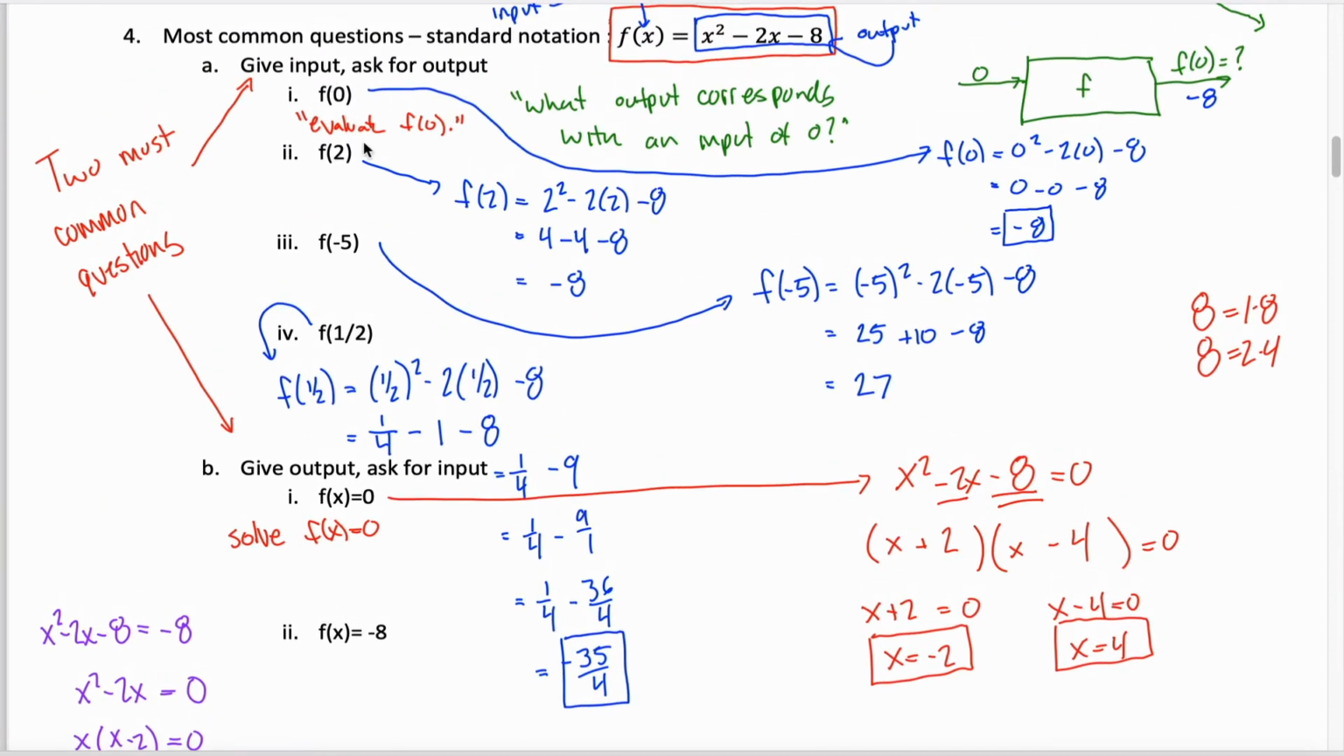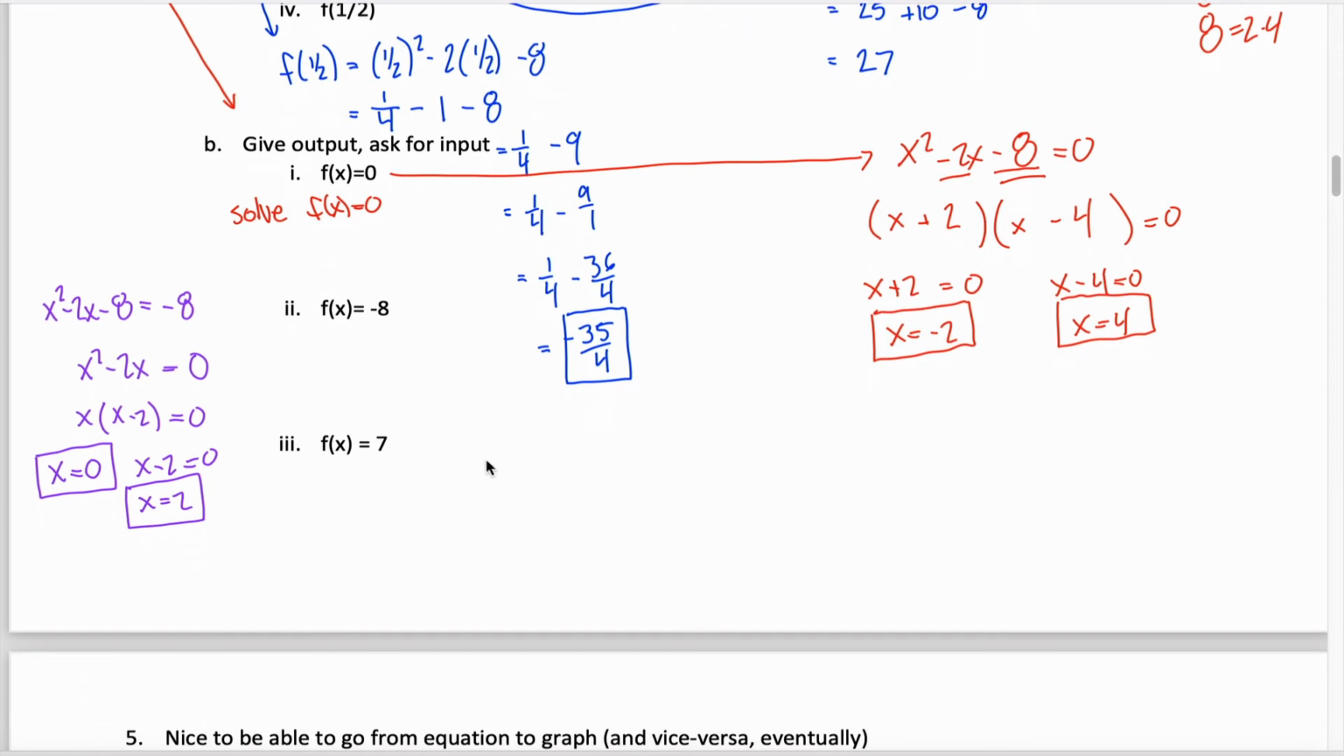In fact, we saw those two answers up here when I asked you f of 0 and you figured out negative 8 was the answer. And then I asked you f of 2 and you figured out negative 8 was also the answer. Up here, I figured out that the output was negative 8 for an input of 0 and 2. Down here, I figured out that an input of 0 and 2 would lead to an output of negative 8. The same thing, I kind of just did it backwards if you want to think about it that way.